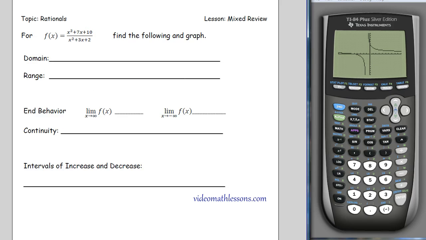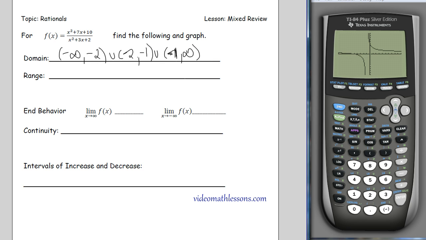So my domain would be from -infinity to -2, open on both because it's a hole. And then -2 to -1, which is the asymptote, open on both. And then -1 to infinity, open on both, because infinity is always open and the vertical has to be open.